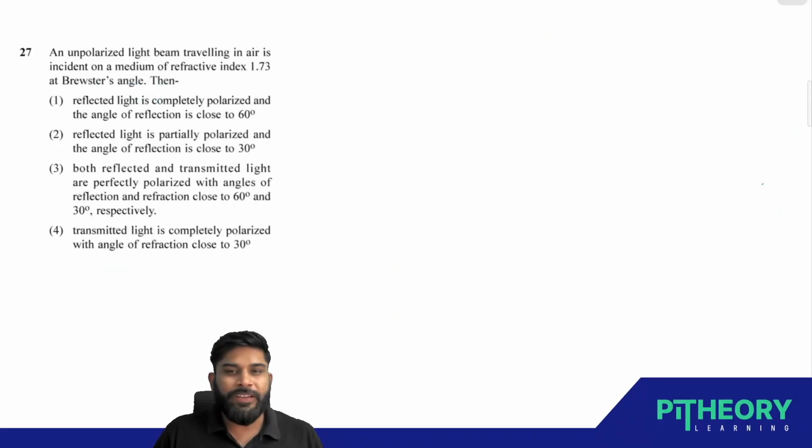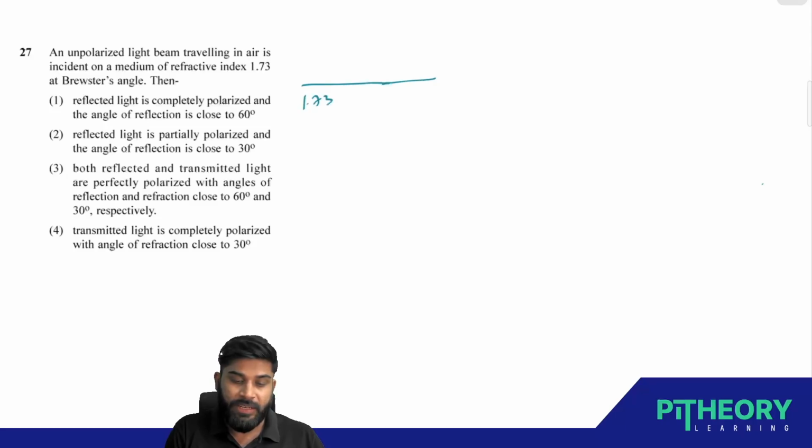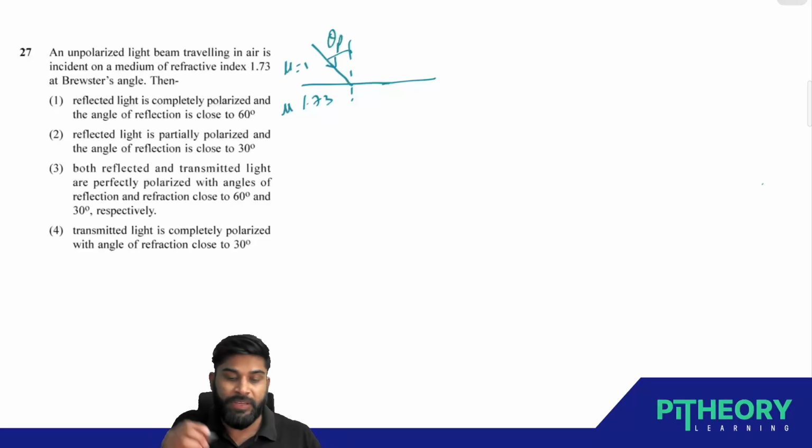All right, everyone, here we go for question number 27. An unpolarized light beam traveling in air is incident on a medium of refractive index 1.73 at Brewster's angle. So what is that thing? We have a medium of 1.73 refractive index, and here we are having air, so mu is equal to 1. Now the point is given, this angle at which it is falling is the Brewster's angle, or the angle of polarization, right? So we mark it as theta P.